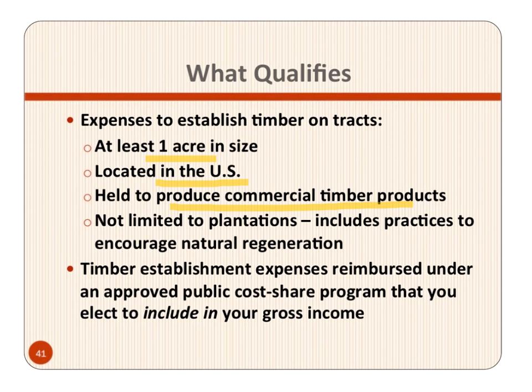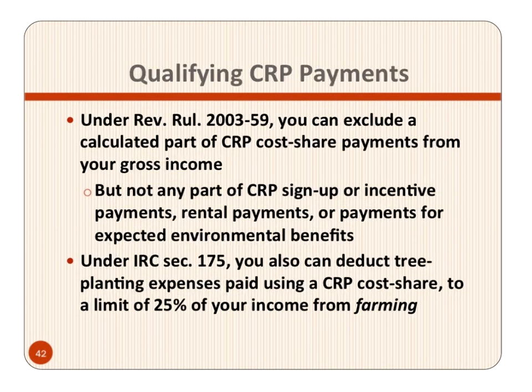Okay. Timber establishment, it also includes timber establishment expenses that are reimbursed under an approved public cost share program that you elect to include in your gross income instead of excluding it. Under Revenue Ruling 2003-59, you can exclude a calculated part of CRP, Conservation Reserve Program, cost share payments from your gross income. They used to have to be before 2003. You had to include them in your gross income.